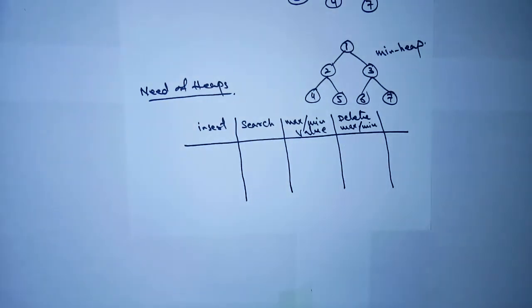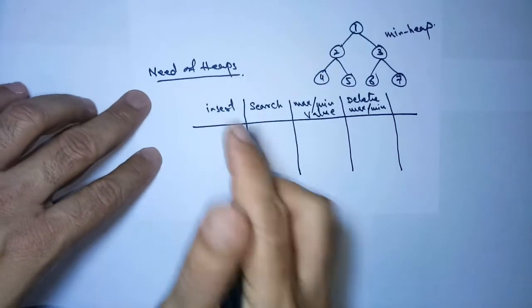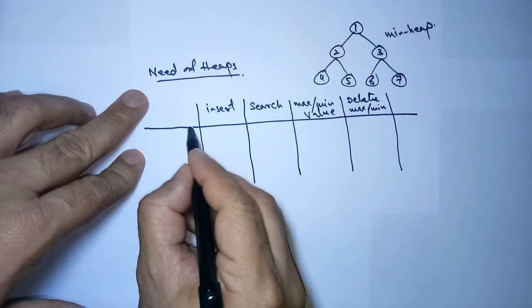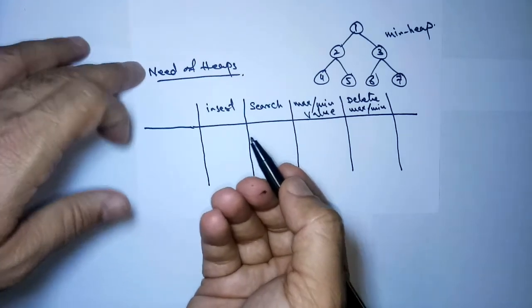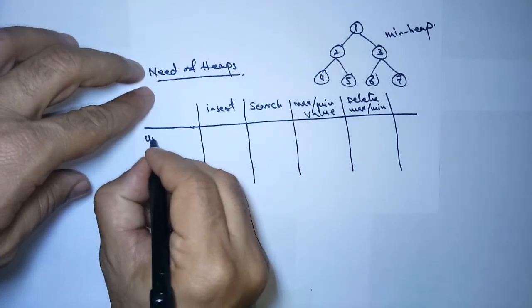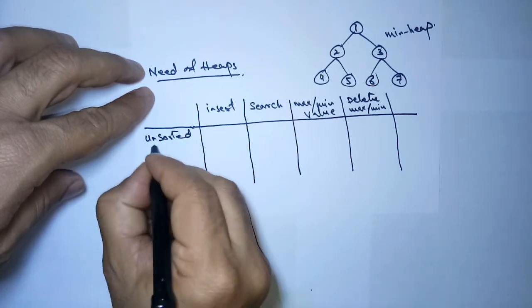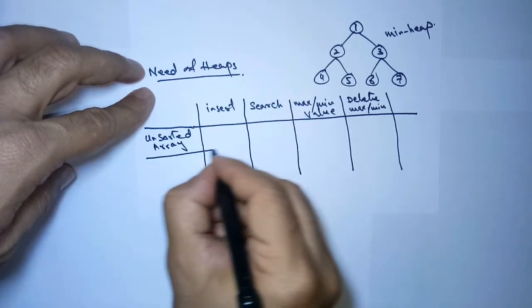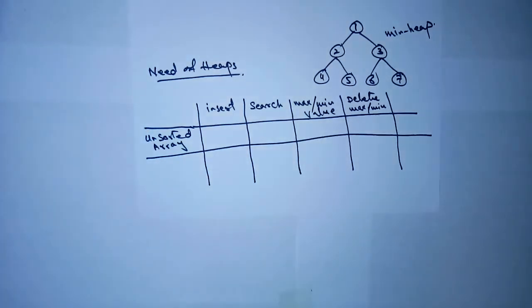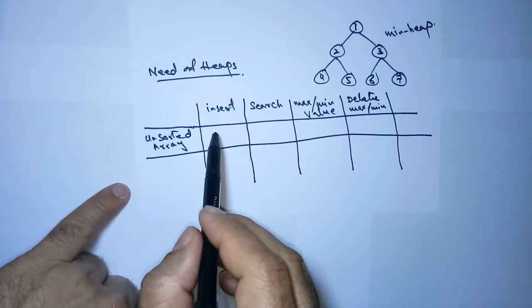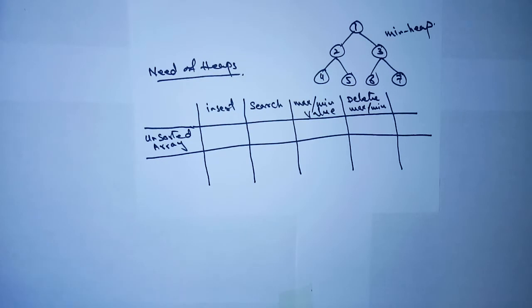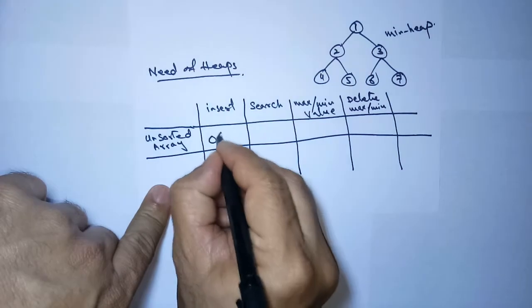So for these operations, what should I do? If I use an array, in an array we can use a sorted array or an unsorted array. Let me say I am using the unsorted array. If I use an unsorted array, what should be the time complexity of each operation? So in an unsorted array, if I want to insert an element into some location, what is the time complexity? So time complexity should be order of 1, right?